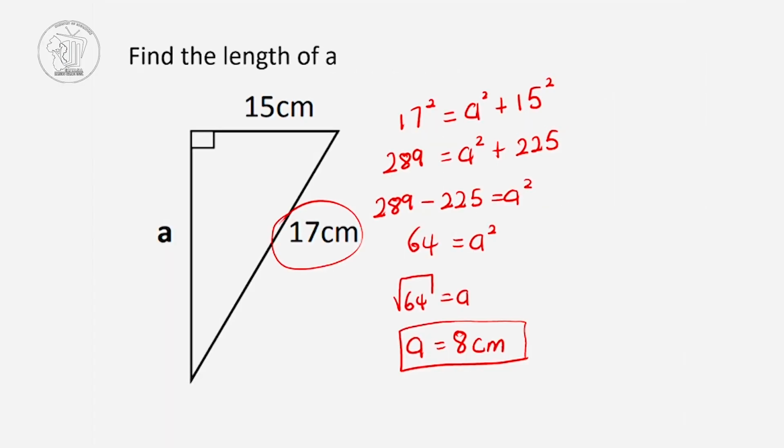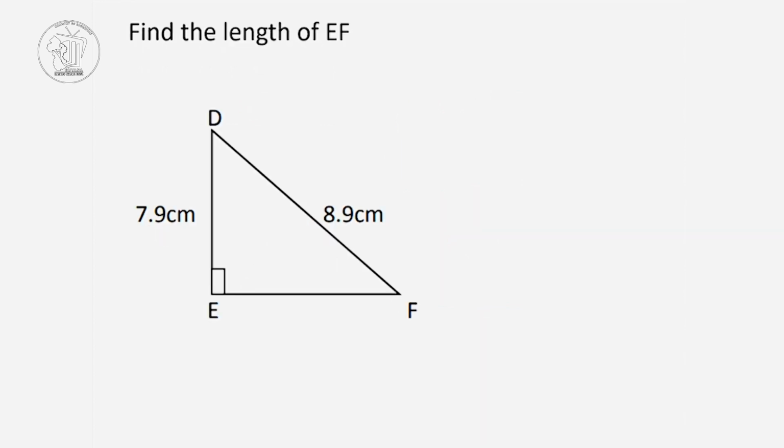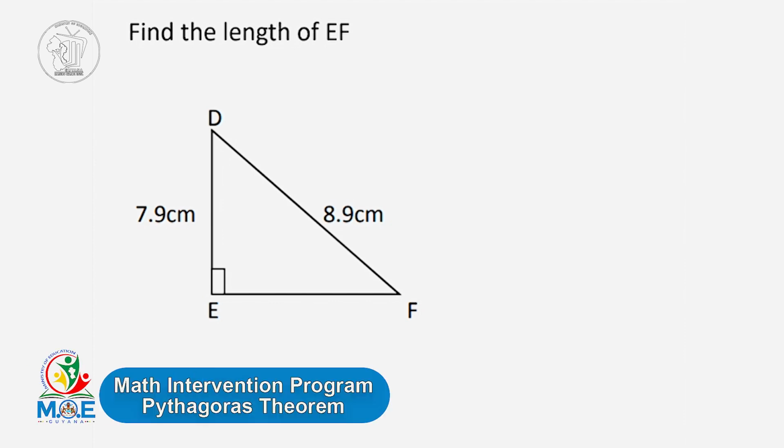The longest side is always the subject of the formula, and then you put in the other two sides. So let's look at another example. This example says, find the length of EF. First of all, we need to identify what EF is. EF would be this side here, so we need to find the length of that side.